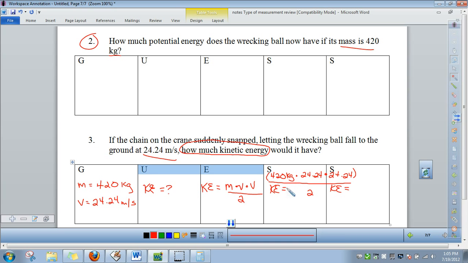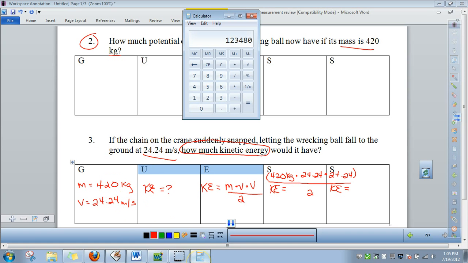So, let's pull up the calculator and do 420 times 24.24 times 24.24. Press enter or equals before you move on to the division part of the problem. That tells the calculator, okay, I've got this part done, now I need to divide that by 2. And we are left with what looks like a really large number, 123,391.296.